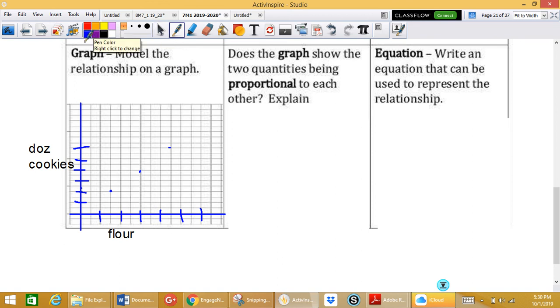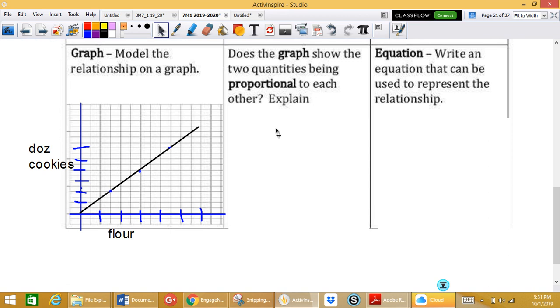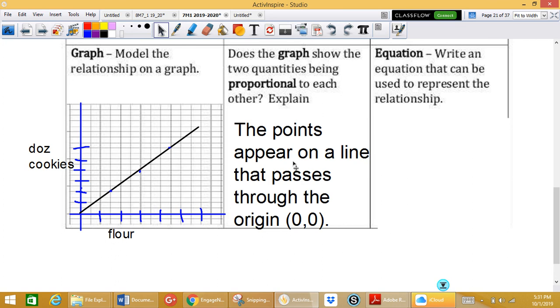Now I need to draw a straight line connecting these. There we go. Does the graph show two quantities proportional to each other, and explain? The points appear to be in a line that passes through the origin 0, 0.